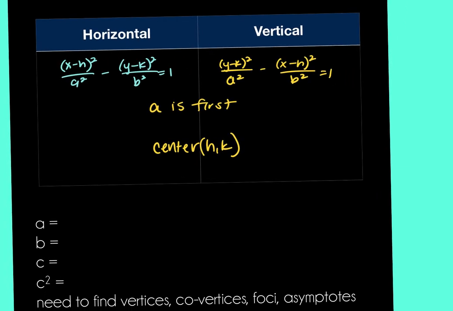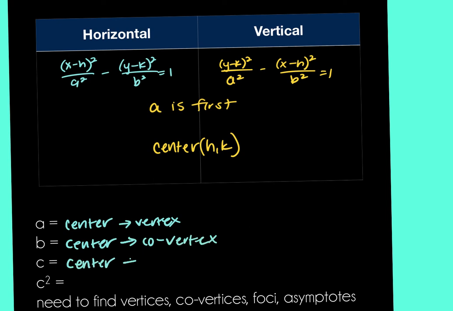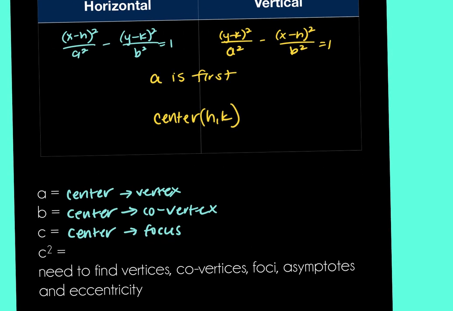And again, A is center to vertex. B is center to co-vertex. C is center to foci. All of that stays the same. C squared is equal to A squared plus B squared. It's always the opposite sign of your standard form. So for the ellipse it was plus for the equation, minus for the C squared. Hyperbola is minus for the original equation, plus for the C squared.